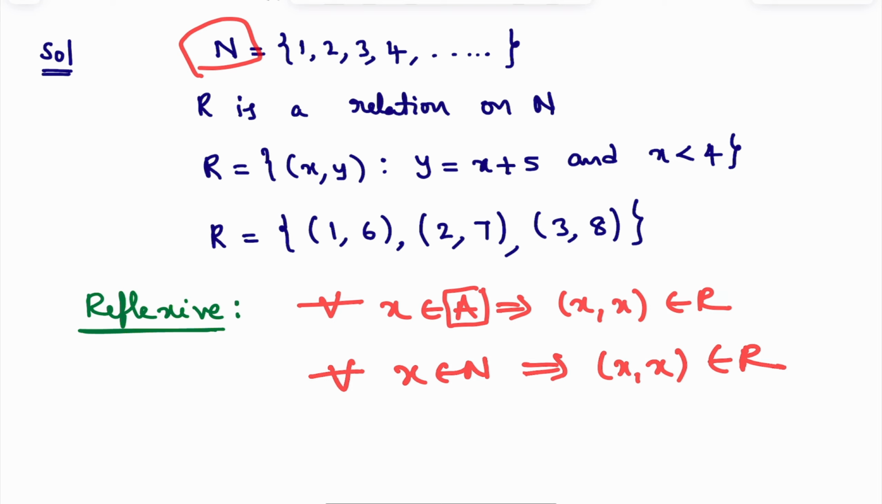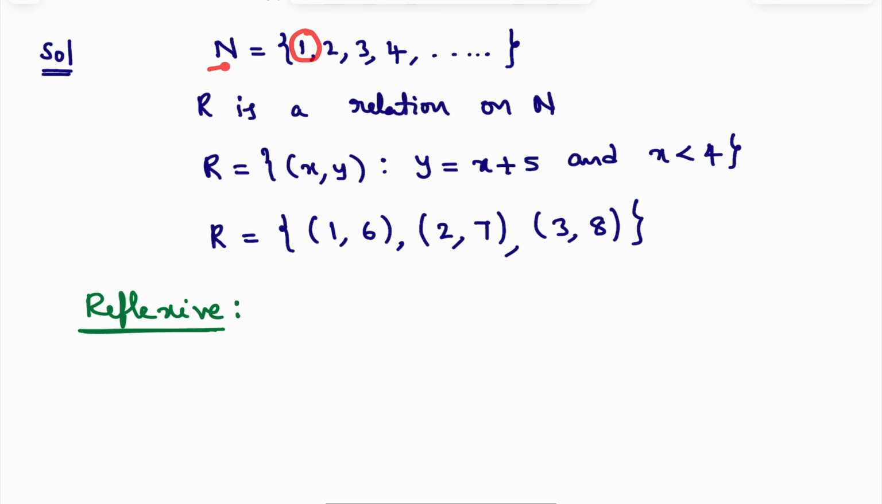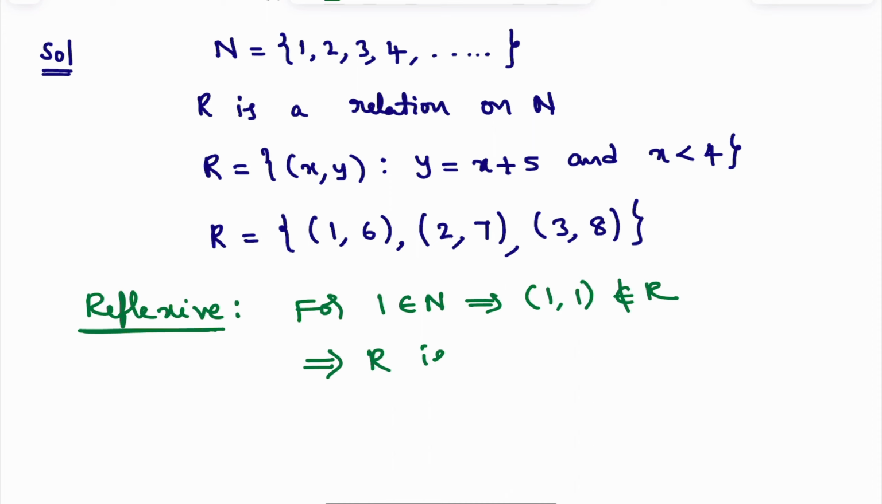First, I'll take one x from these natural numbers. I'll take 1. Is ordered pair (1, 1) there in this relation? No. Ordered pair (1, 1) is not in this relation. So what I can say, for 1 belongs to natural numbers implies ordered pair (1, 1) does not belong to the relation. From this, you can say that the relation R is not reflexive.